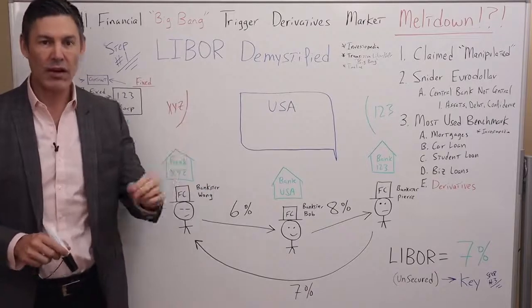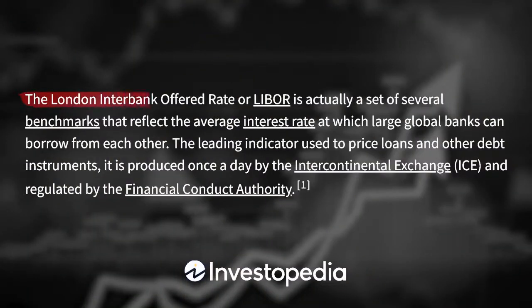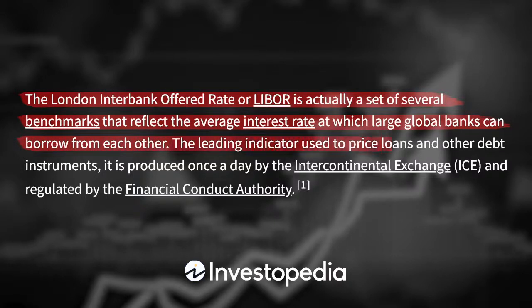And for a definition of LIBOR, to figure out exactly what it is and what it does, let's go right to Investopedia. The London Interbank Offered Rate, or LIBOR, is actually a set of several benchmarks that reflect the average interest rate at which large global banks can borrow from each other. It's the leading indicator used to price loans and other debt instruments.